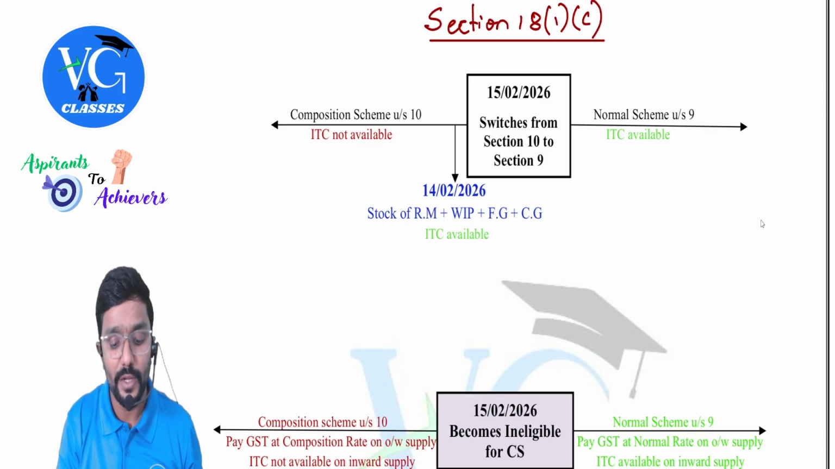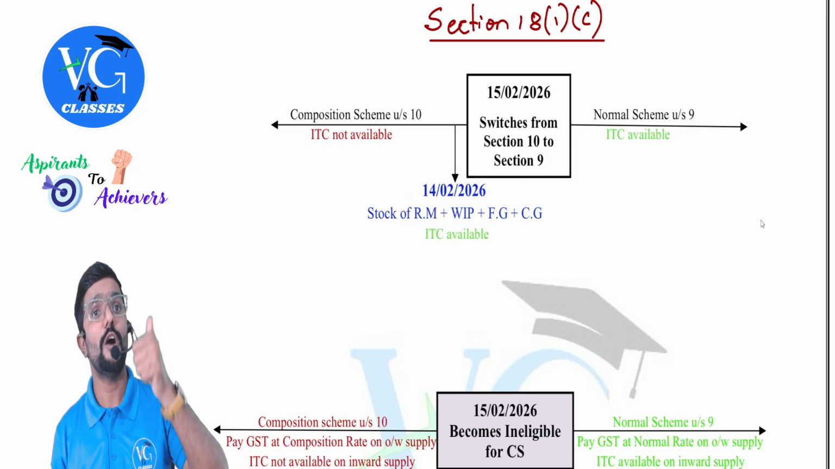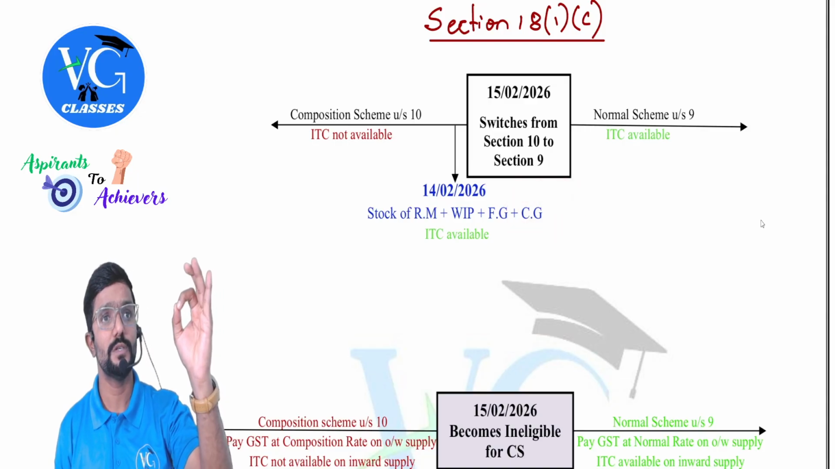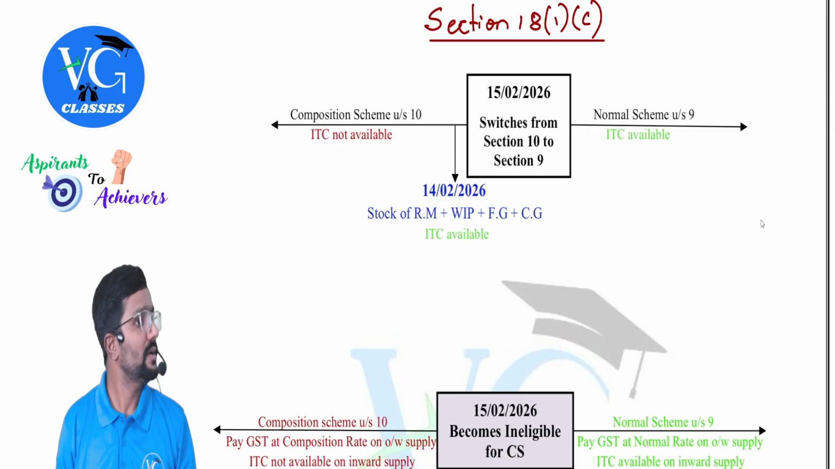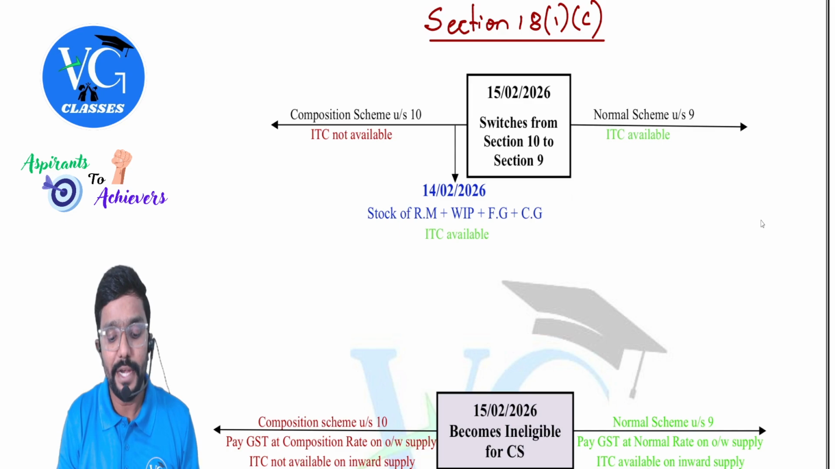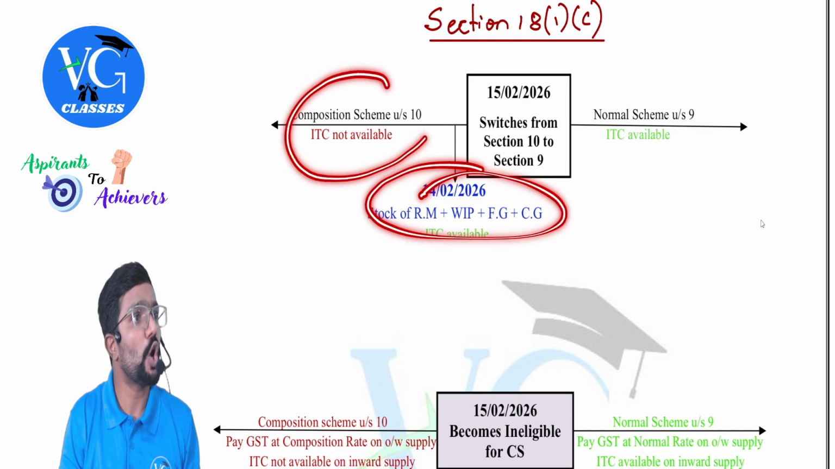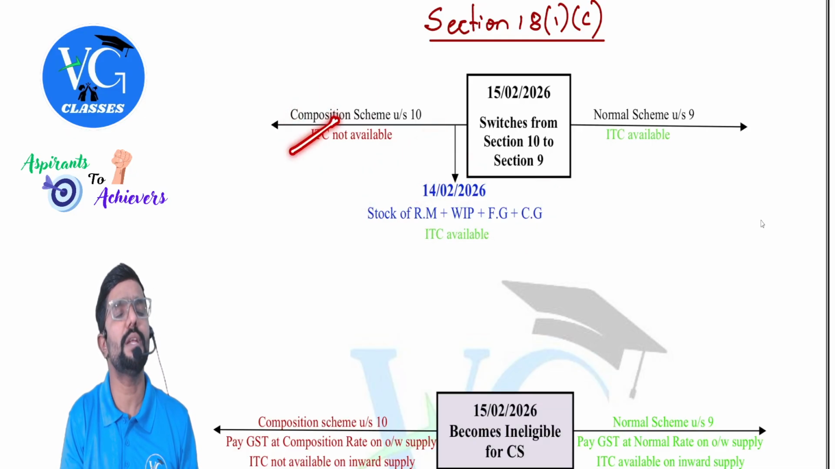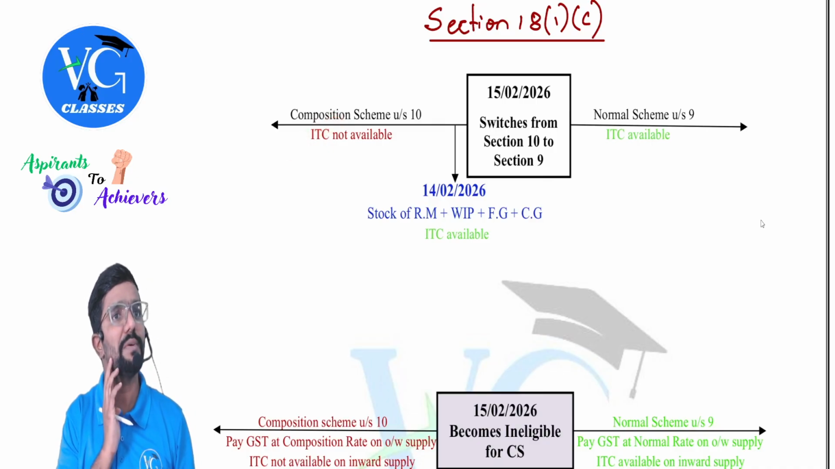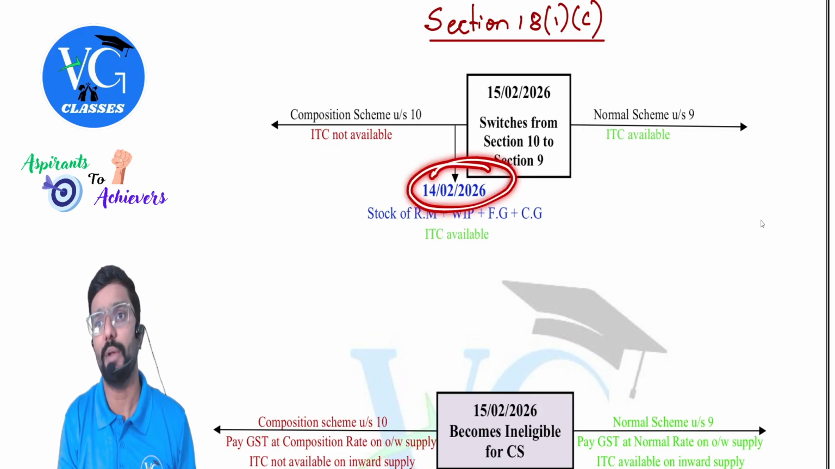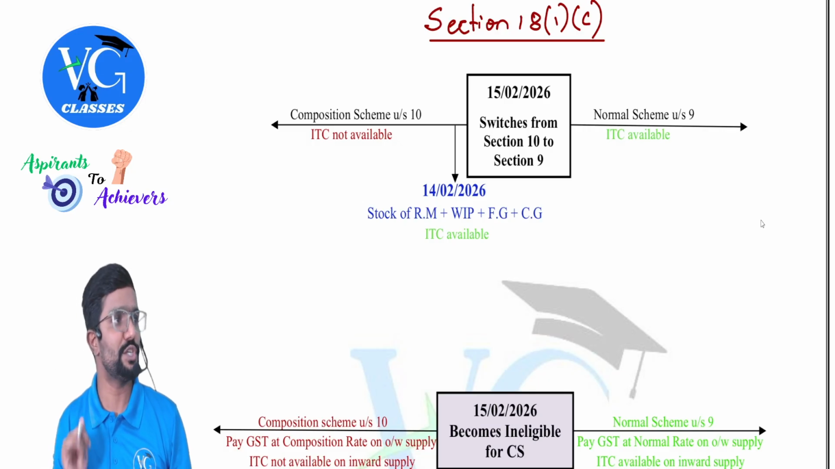What is special in this, sir? On 14th February, whatever stock is there of raw material, WIP, finished goods plus capital goods, credit is available even for that. Guys, listen. When did I purchase all this? When I was under composition scheme. When I was under composition scheme, they told ITC not available. Yes. But did I use it when I was under section 10? No. I am having it as a closing stock on what day? 14th February. That is the preceding day on which I became ineligible for composition scheme.